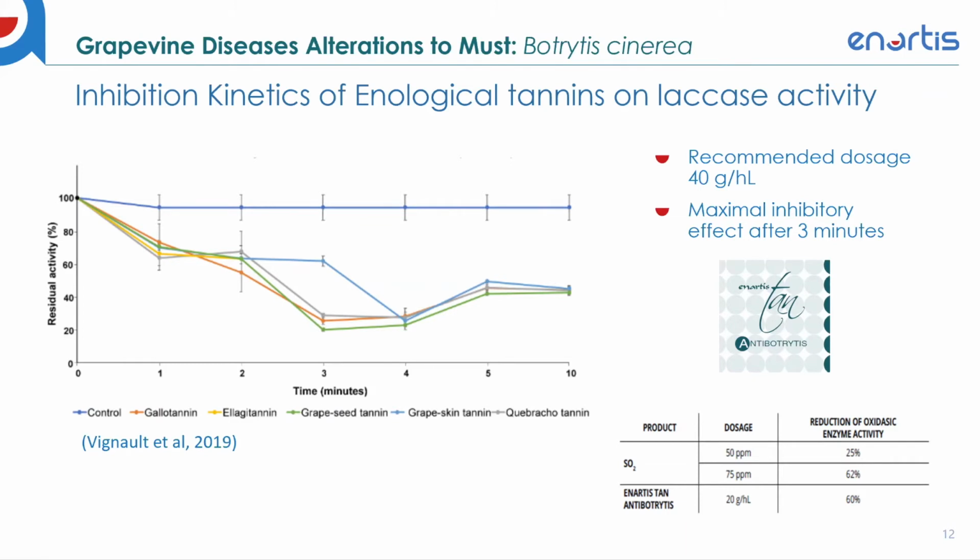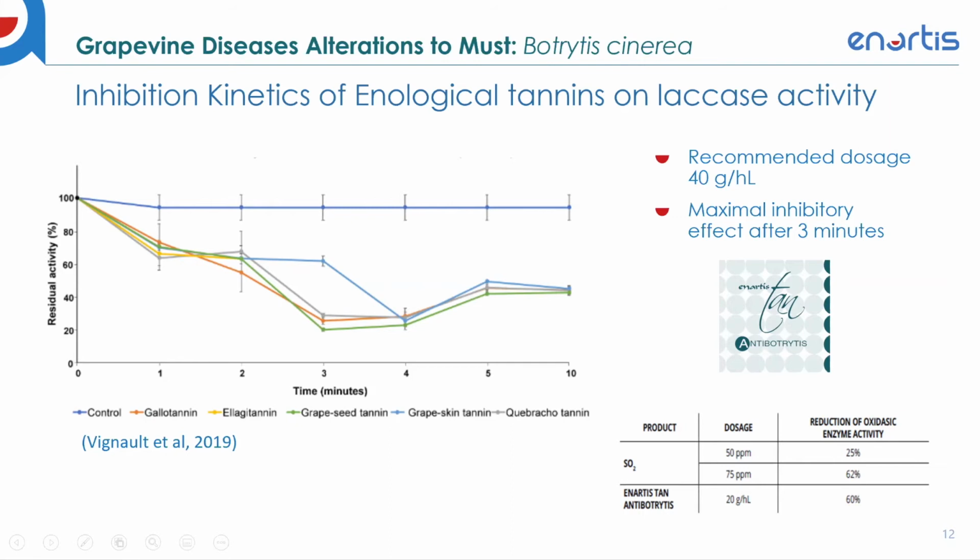And so something like our Tannin Antibotrytis is basically a blend that we made specifically for this effect. It's a blend of different tannins to inhibit laccase in botrytis affected fruit. You would use a dose between 20 and 40 grams per hectoliter in the incoming must, and we can decrease or limit the enzymatic activity to a much higher degree with something like enological tannins.